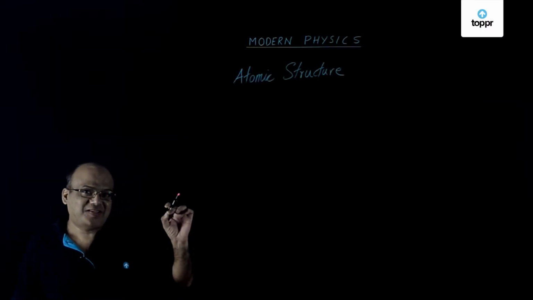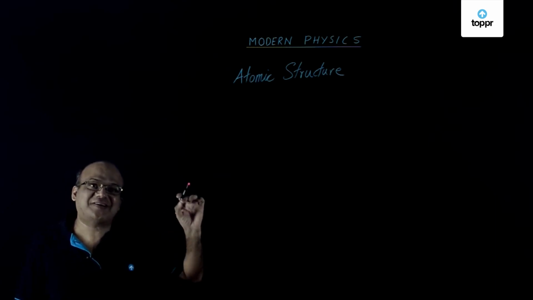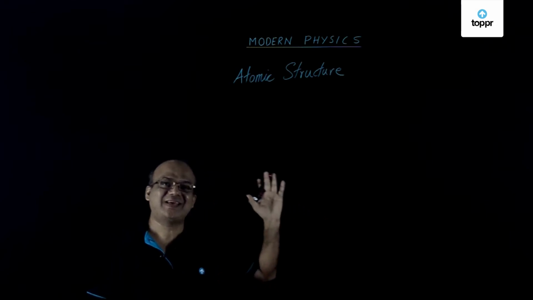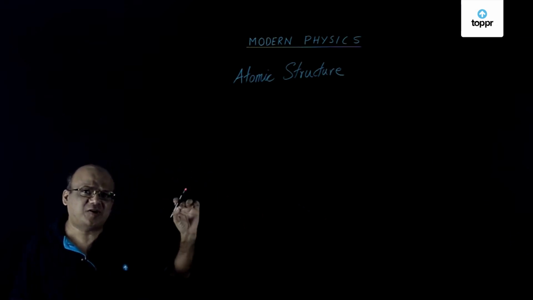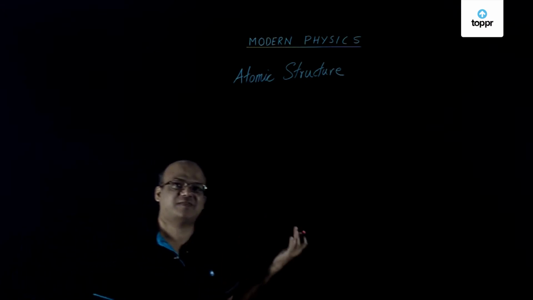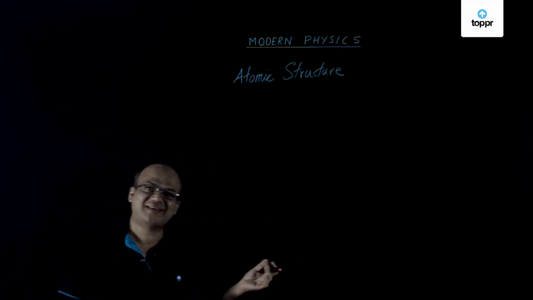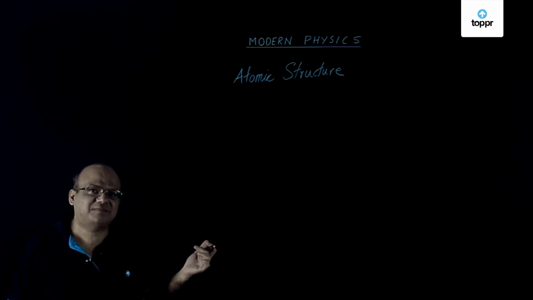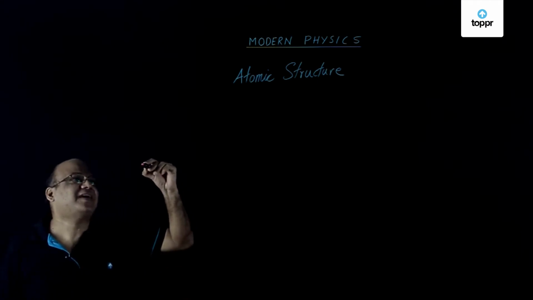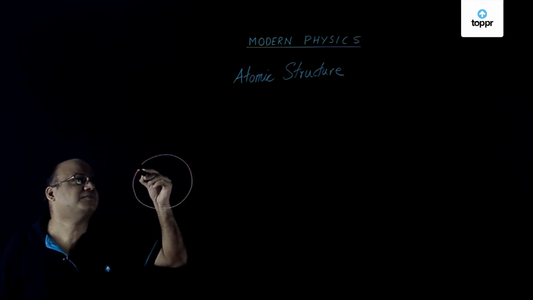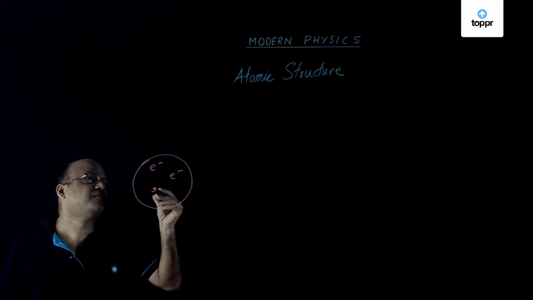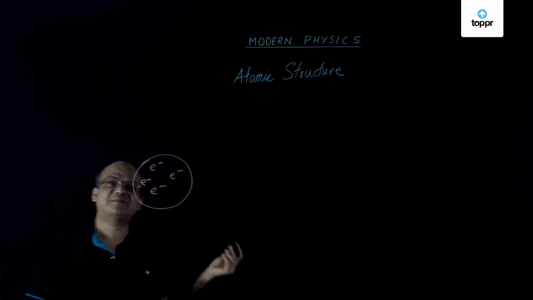Now in this lesson, we are going to start our discussion on atomic structure. Sir J.J. Thomson discovered the electron in 1897. Next year, he gave a model of the atom that is called the plum pudding model. He said there is a positively charged sphere and electrons are embedded in this sphere like plums in a pudding.